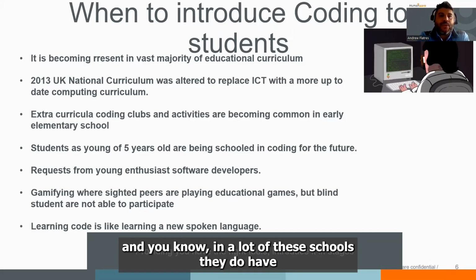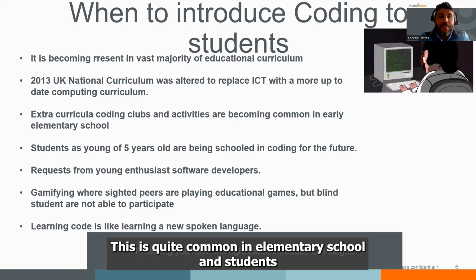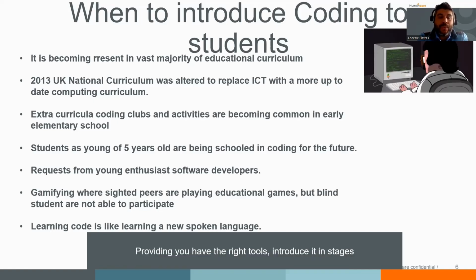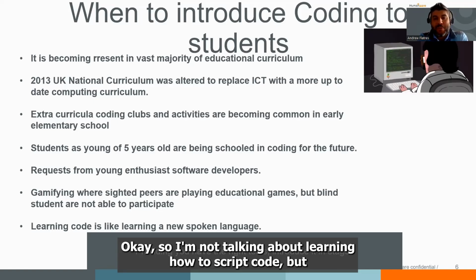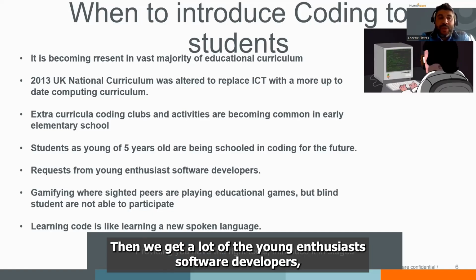And in a lot of these schools, they do have some extracurricular coding clubs and activities. This is quite common in elementary school. And students as young as 5 years of age are now learning how to code in some form. Okay, so I'm not talking about learning how to script code, but learning some of the principles, which we'll touch base on. Then we get a lot of the young enthusiast software developers.